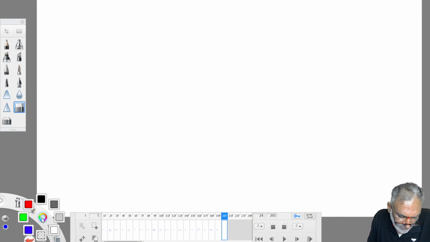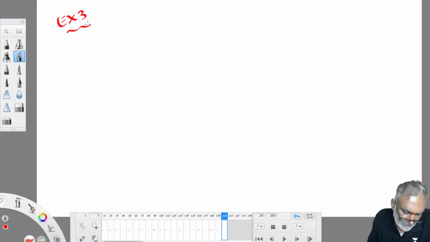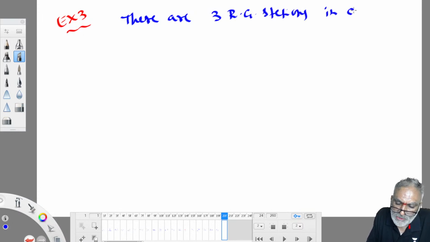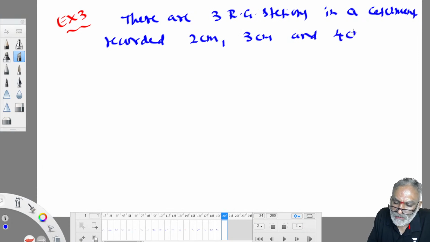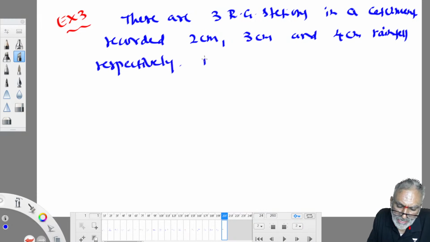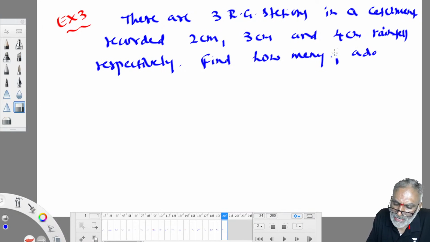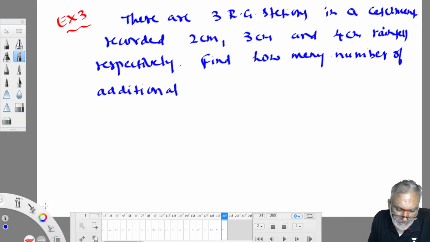This question is a tough question. This kind of questions only they will ask in the GATE exam. Example 3. There are 3 rain gauge stations in a catchment. Recorded 2 centimeters, 3 centimeters and 4 centimeters rainfall respectively. Find how many additional rain gauges are required. You work out this problem, then I understand that you got the concept.